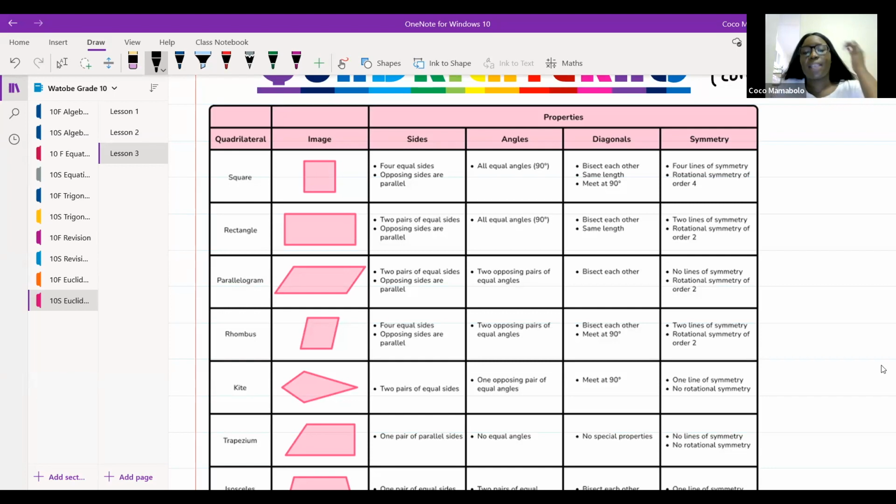Okay. And Gibbs says, ma'am, do we need to know all of them? Yes, you do. I know it's a lot, but the reason why we need to know them is because there are certain properties of quadrilaterals that we're going to be using in order to look at these. Okay.